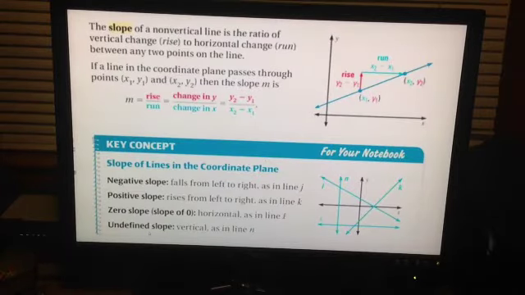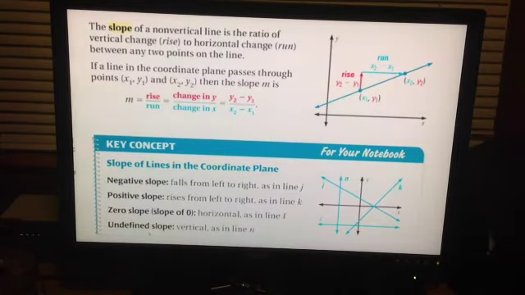The slope of a non-vertical line is rise over run, or the change in y over the change in x. And it can be modeled by y2 minus y1 over x2 minus x1. So for lines in the coordinate plane, there are four types.